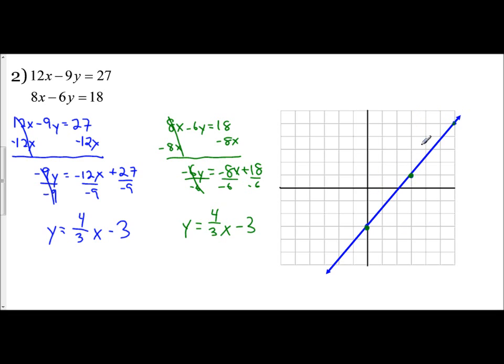And I look at this, I see they are the same exact line. I can also see they are the same line because I have the same slope-intercept form equation. They are the same equation. They are the same line. That means they always intersect each other. So infinite solutions.